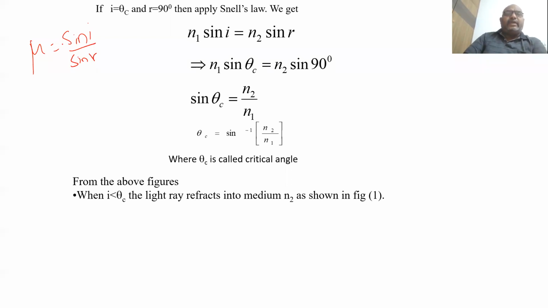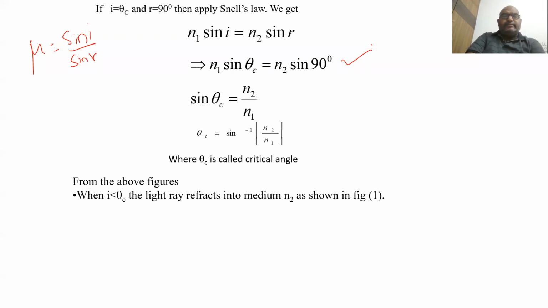Based on the principle, the refractive index is N1 for one medium and N2 for the other, the refractive index of water and the refractive index of air. N1 sin I is equal to N2 sin R. Substituting theta C, N1 sin theta C is equal to N2 sin 90. Sin 90 is equal to 1, so sin theta C is equal to N2 by N1. Theta C is equal to sin inverse of N2 by N1, where theta C is the critical angle.